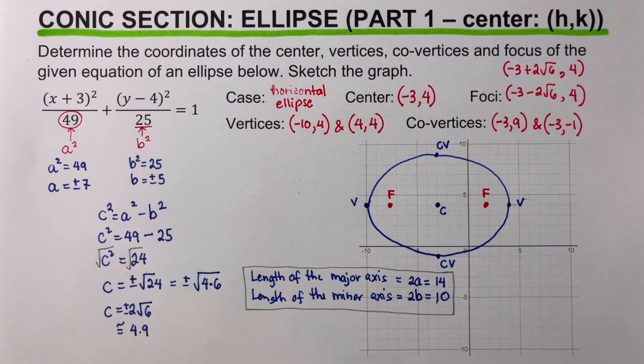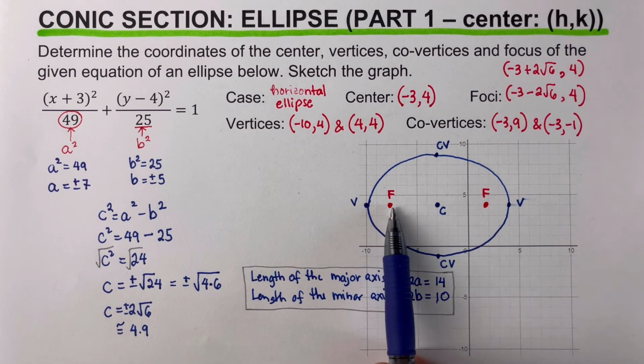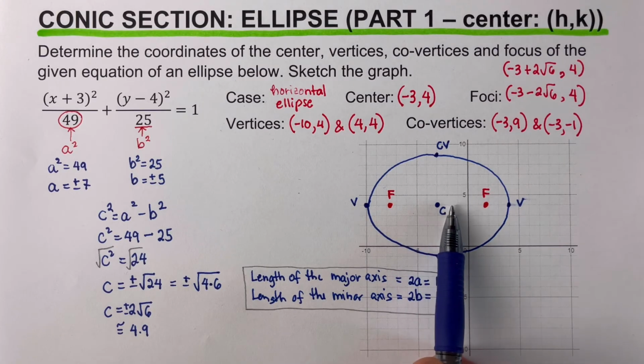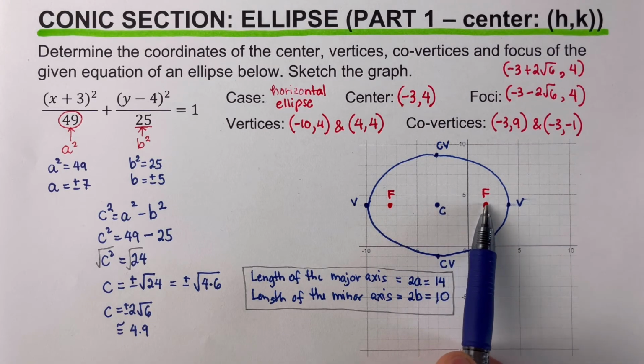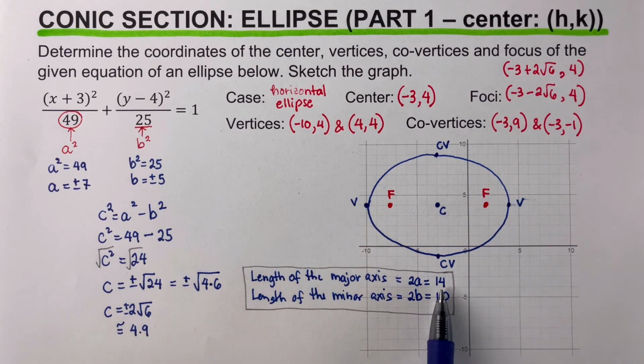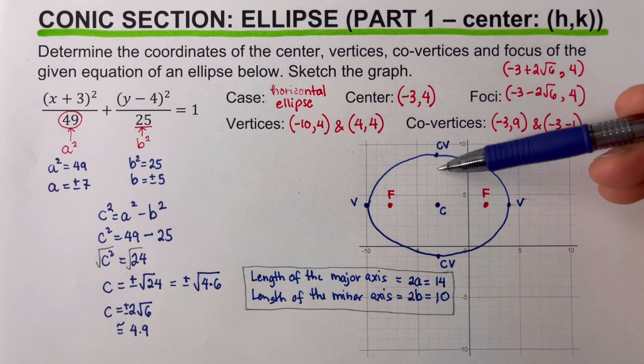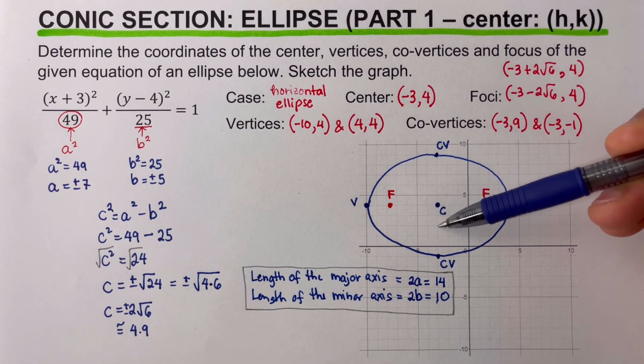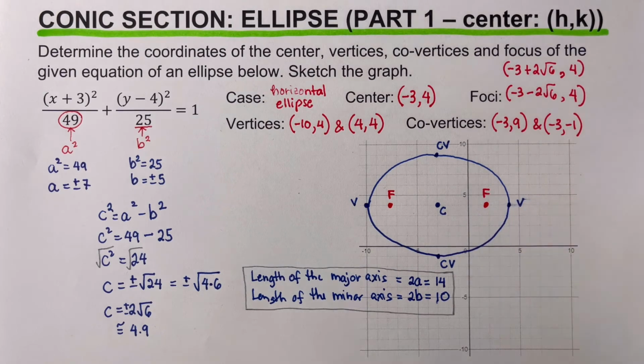We can go ahead and count it to see if they match up. That would be 1, 2, 3, 4, 5, 6, 7, 8, 9, 10, 11, 12, 13, 14. So it's 14, and this would be 1, 2, 3, 4, 5, 6, 7, 8, 9, 10. And that's 10. Now let's move on to the next example.